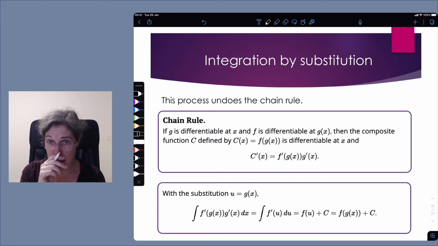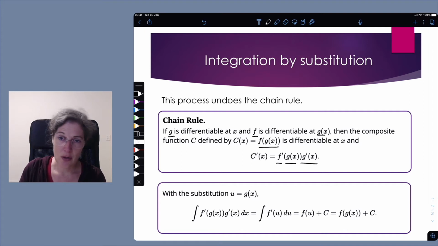Well, just to remind you of what the chain rule says, it says that if g is differentiable and f is also differentiable at g of x, then the composite function, f composed with g of x, is differentiable at x, and it's given by the derivative of f at g of x times the derivative of g of x.